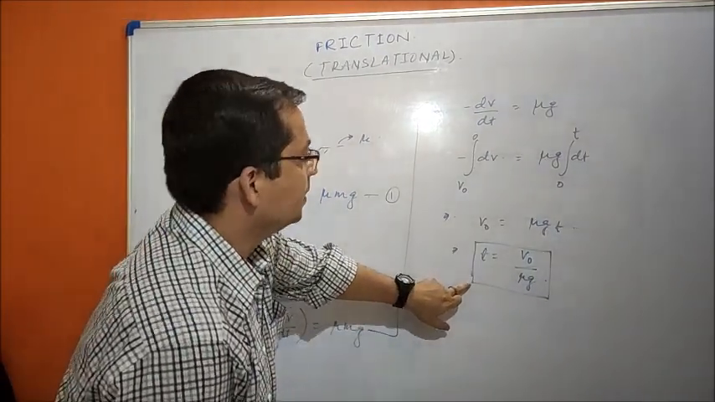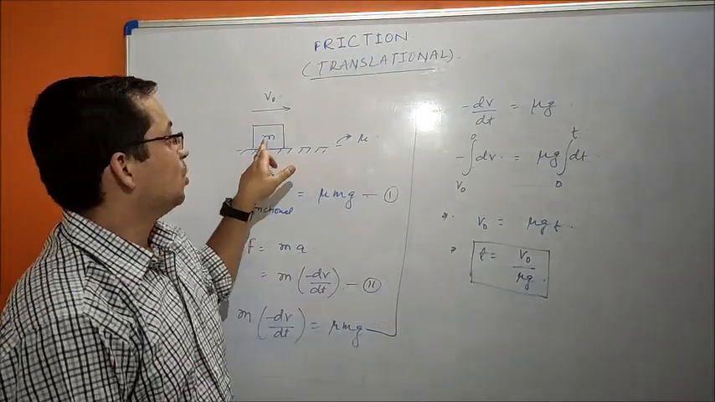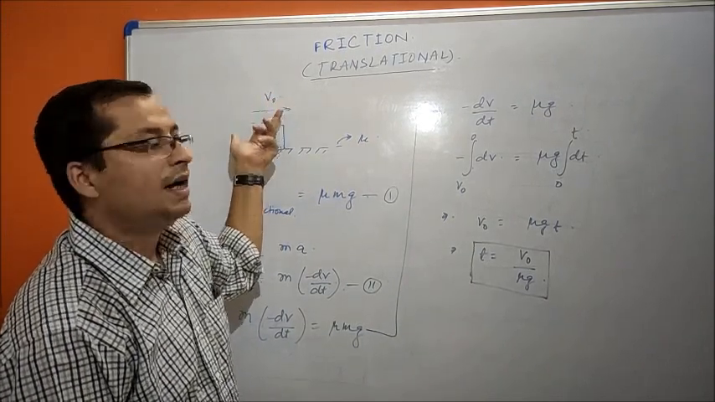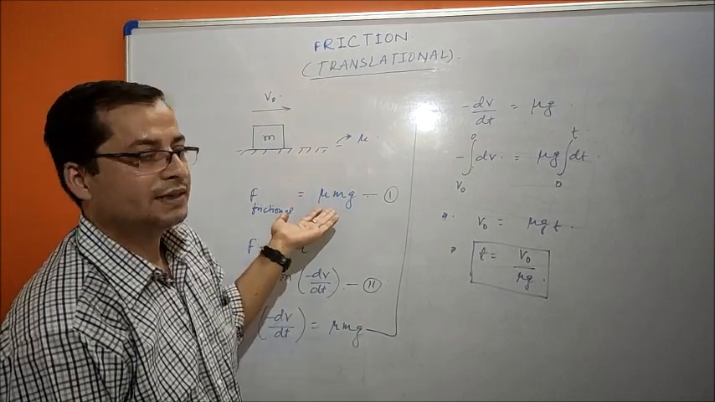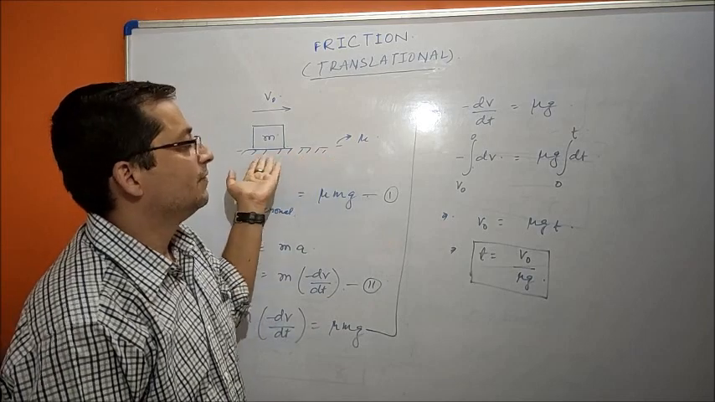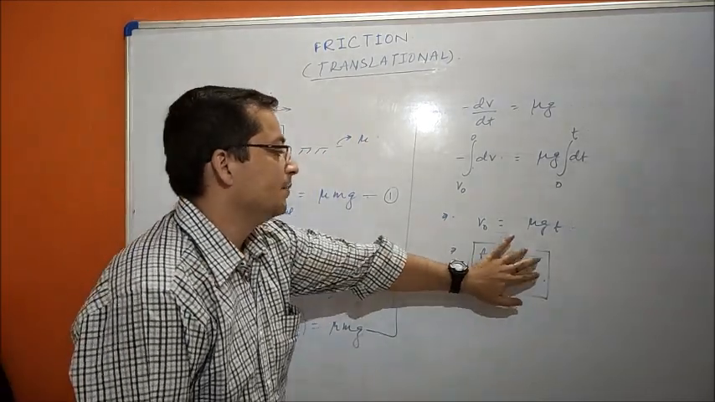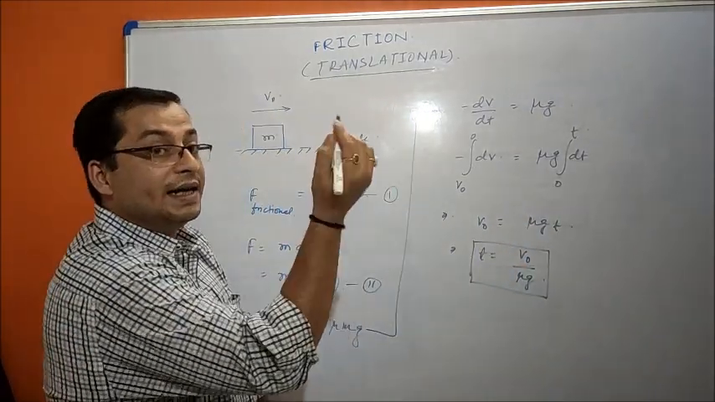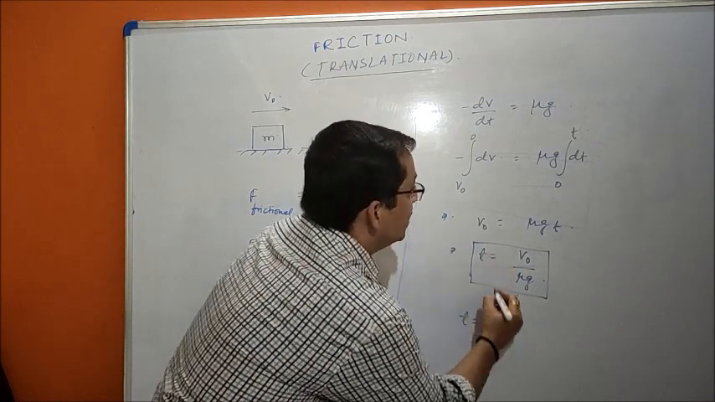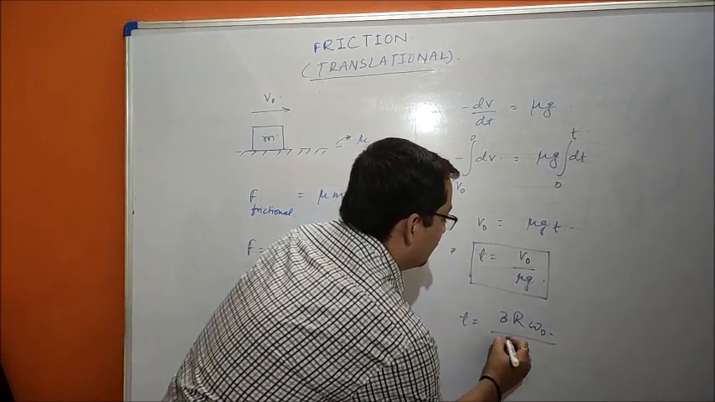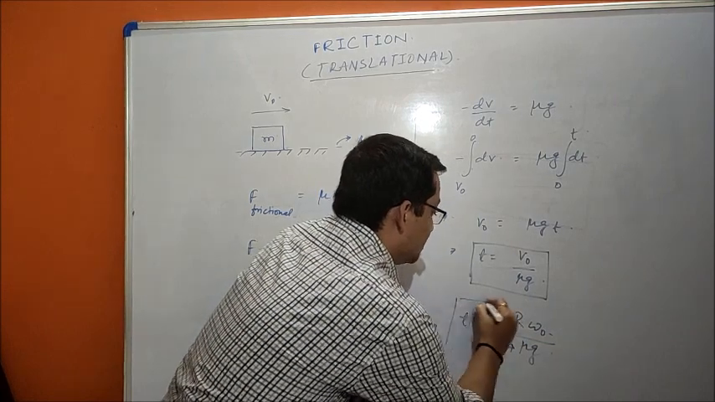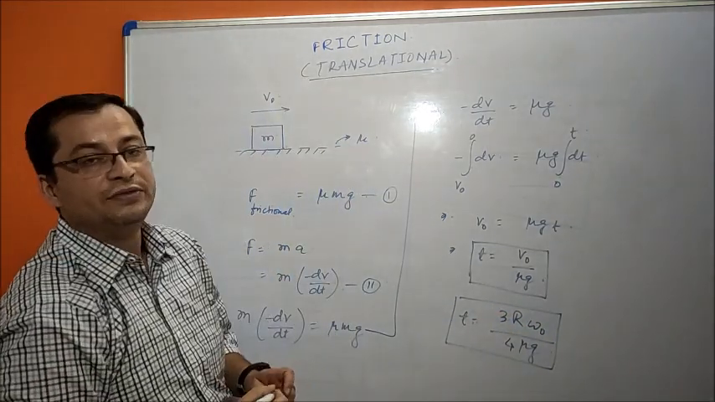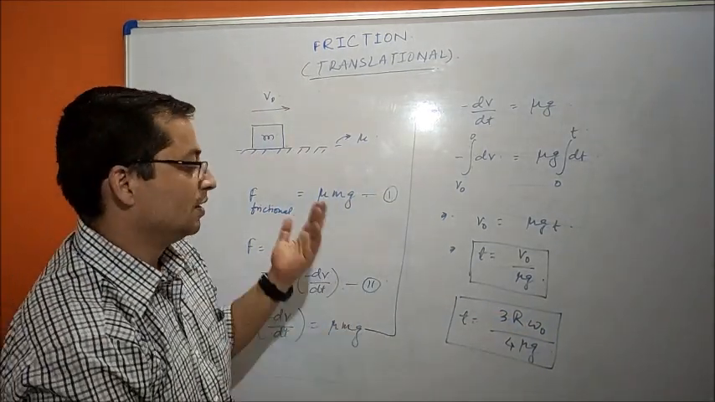So this is the expression for time required by this object to stop when it was initially moving with some velocity v naught, and it came into contact with a horizontal surface. It was placed gently on that surface, and this surface caused it to stop, right? So this is the time required for this object to stop. Now, what was the expression for time required by the rotating disk to stop? Now that time, if we again write down the expression, you will have 3r omega naught by 4 mu g. This was the expression for time required by the circular disk to stop due to the friction between the circular disk and the horizontal surface.